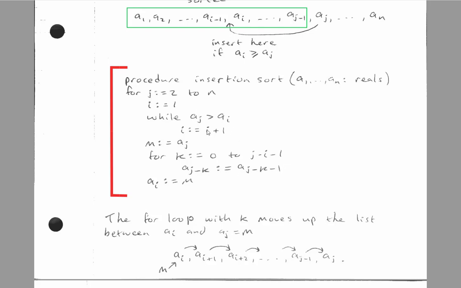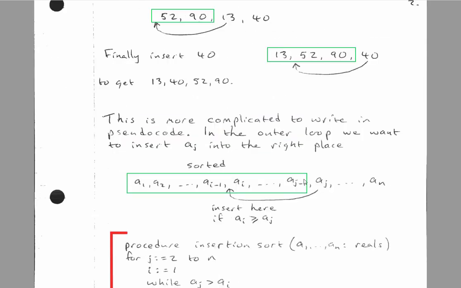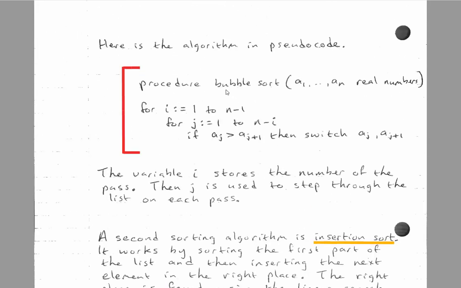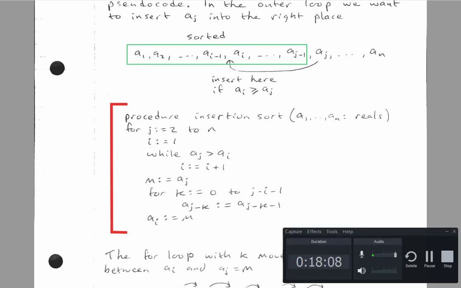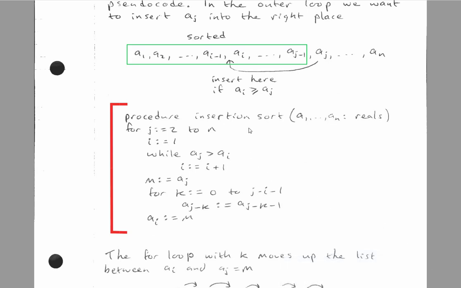So when you're dealing with lists, there are lots of indices to be careful with. This is how you program an insertion sort. I think it's a bit more efficient than bubble sort. Bubble sort: very simple, not very efficient. Insertion sort: more efficient but more complicated.